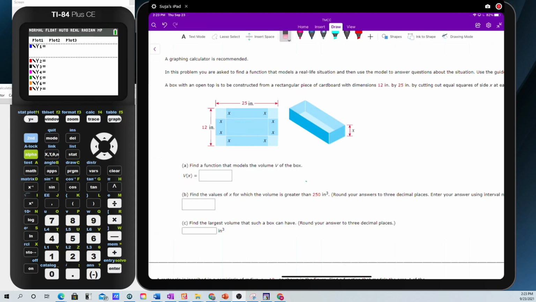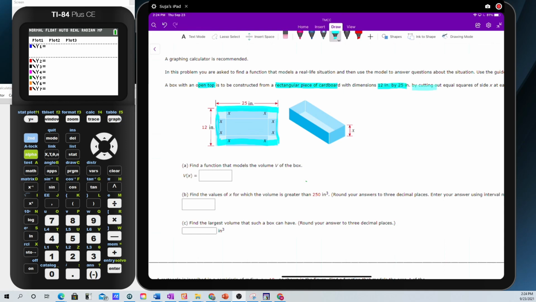In this example, we are trying to create a function for volume. Let me read the problem. It says a box with an open top is to be constructed from a rectangular piece of cardboard. And that's what this rectangular piece of cardboard is. So the length of the rectangle is 25 inches and the width is 12 inches, so with the dimensions of 12 inches by 25 inches.